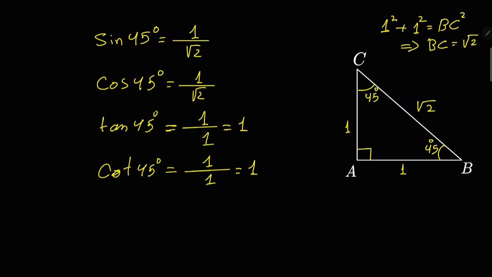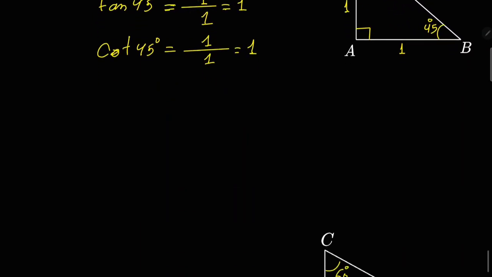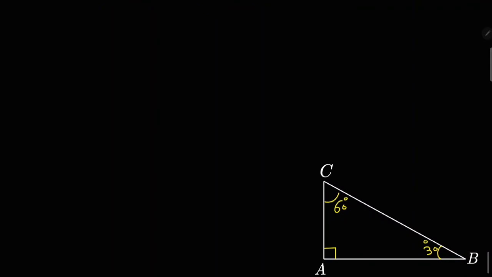What about the angles 30 and 60? If we check out this triangle, it contains a right angle at A, and the angle B is 30 and the angle C is 60. To find the trigonometric ratios here, we need to do some construction. So we divide the angle A into two angles, 30 and 60, using this construction.